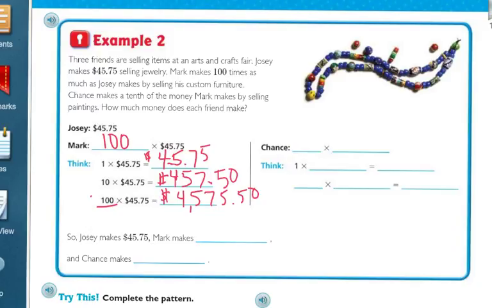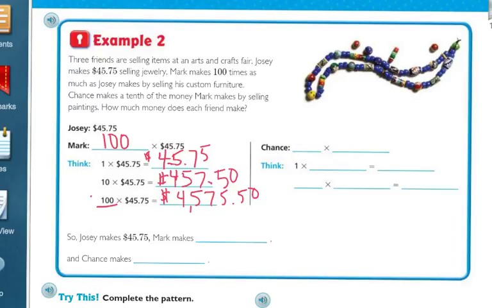$4,575.50, okay? Because we're moving our decimal. So 1 times is just regular. 10 times, I move my decimal over once. And then for 100 times, I move it over twice. I move it over 2 spaces, okay? So let's look at Chance.